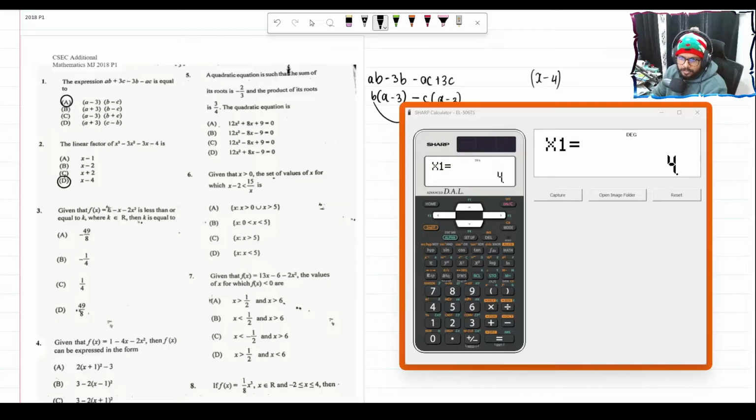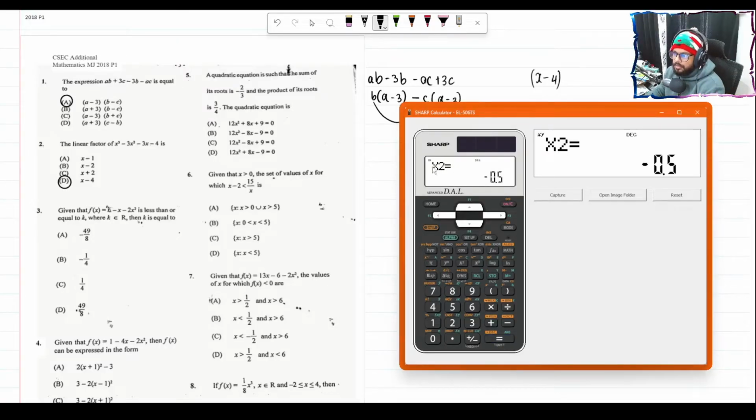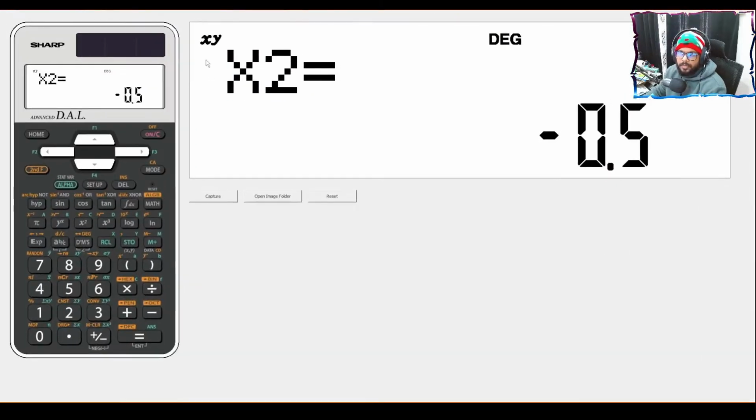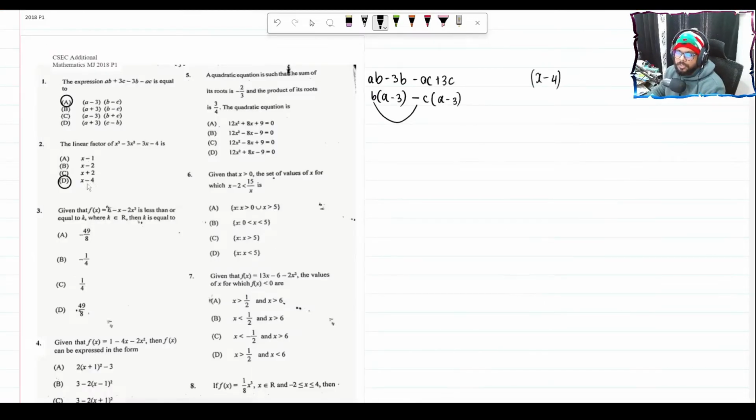D is my answer. But I still want to check to see what the rest of the answers are. Now you see you have a little xy on the top here. I'll make this a little bigger. You see this xy on the top here? This means the solutions are imaginary. Bam shot, my next solution is also imaginary. So the only real solution is x minus 4 is equal to 0.